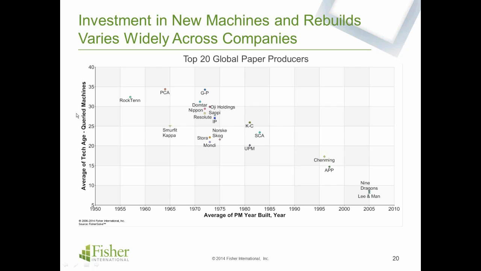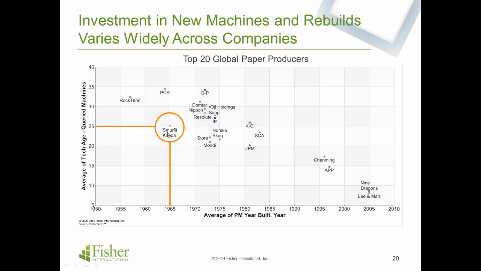The y-axis reflects what we call the technical age. Now, technical age in FisherSolve reflects rebuild activity. So this captures those significant improvements and changes that we defined as a rebuild that will serve to make a machine appear and perform younger than it actually is. So if we think about the intersection of these two, we can draw some conclusions about a company's activity and attitude towards rebuild.